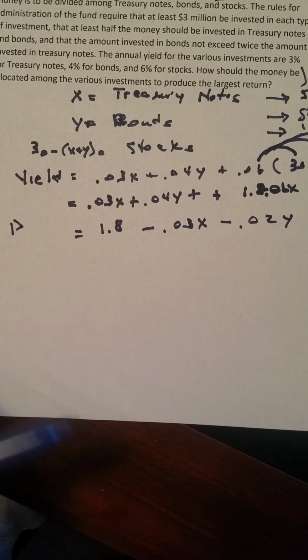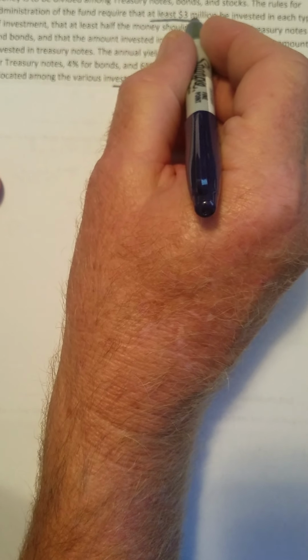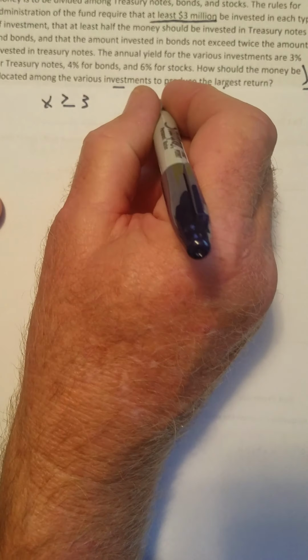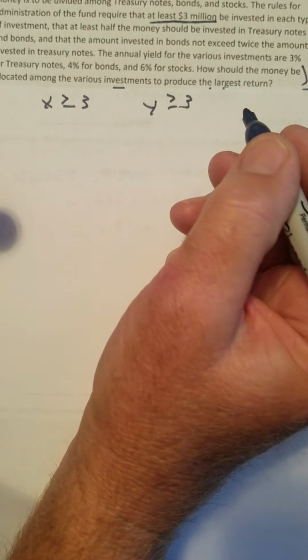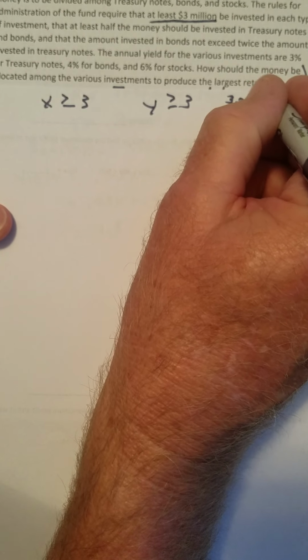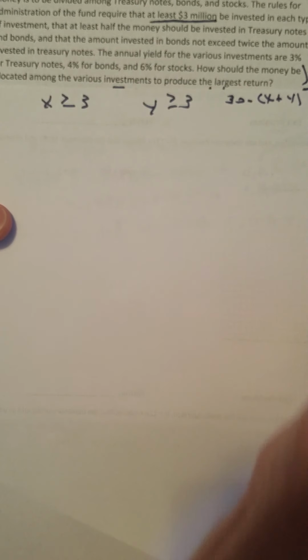Okay, so let's go back and find the rest of the equations. I'm going to put another piece of paper here. Okay, so the rules for the administration fund require at least $3 million to be invested for each one of those. So that tells you that X is greater than or equal to 3. Tells you Y is greater than or equal to 3. And that other one, that 30 minus X plus Y, is greater than or equal to 3.